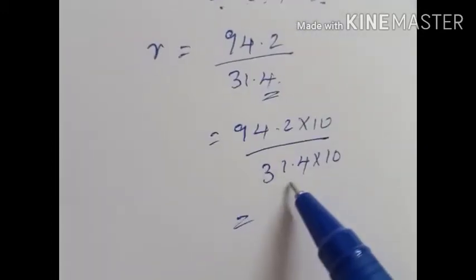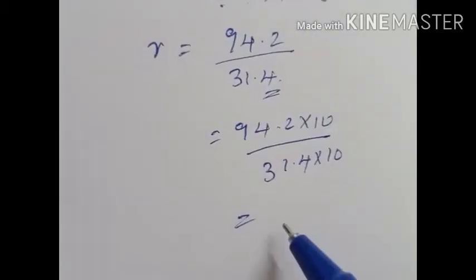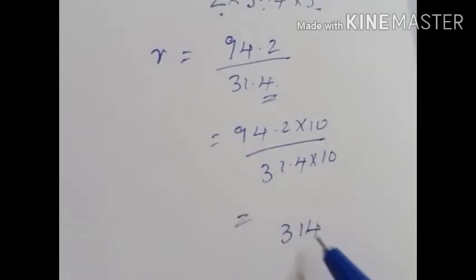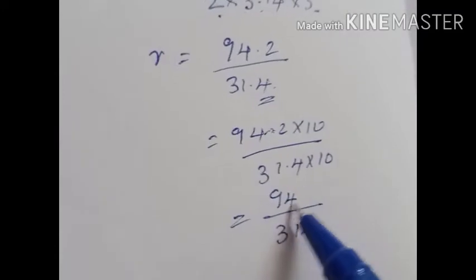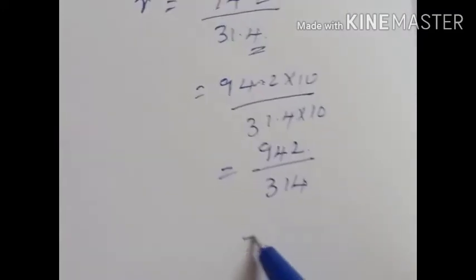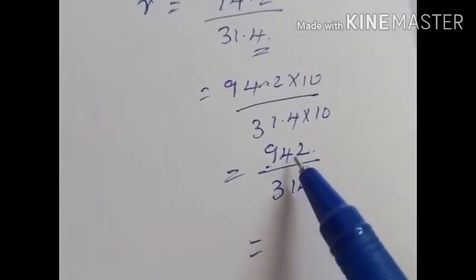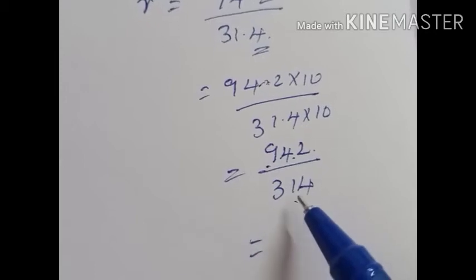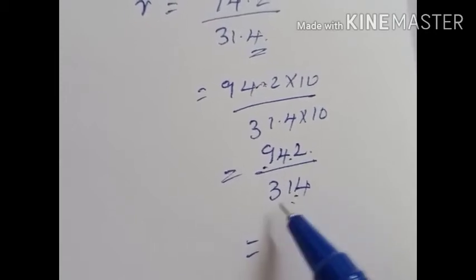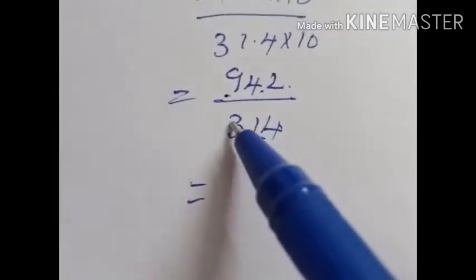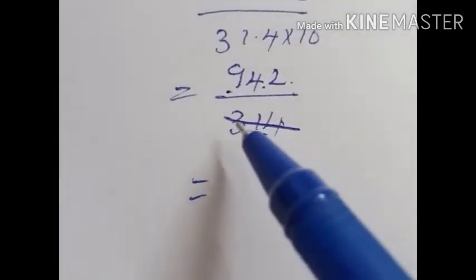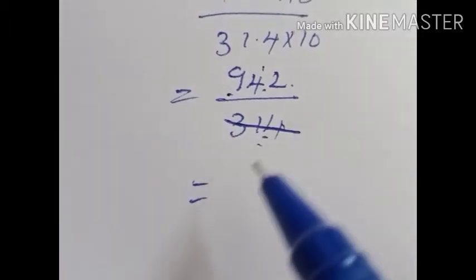Now the decimal from the denominator is removed. Then we get 314. Here also this decimal will be removed. Then 942. Then we have to simplify this. 942 by 314. Cutting method or division method, anyway we can simplify this. Here I use the cutting method. Then we can divide both the numerator and denominator by 2.